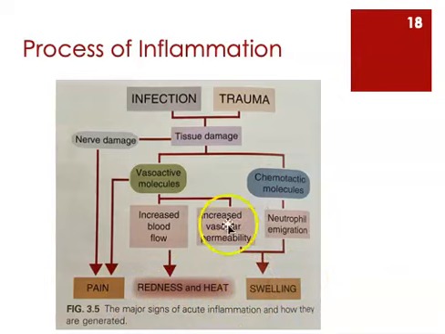And alongside all of this, that tissue damage is also damaging the nerves that are in that area. And those damaged nerves are going to help create the pain that we all associate with the inflammatory response. So yes, acute inflammation is no fun, but we have to remember that it's part of the innate immune response, and it's critical to help stop invasion by pathogenic microbes.